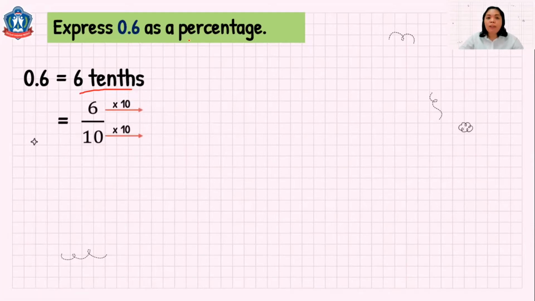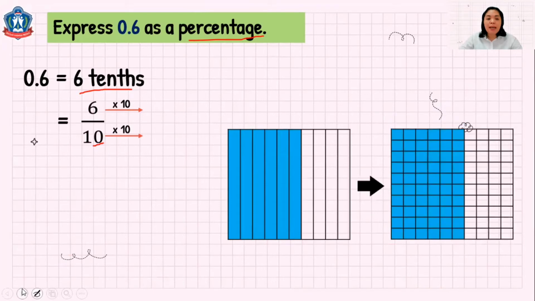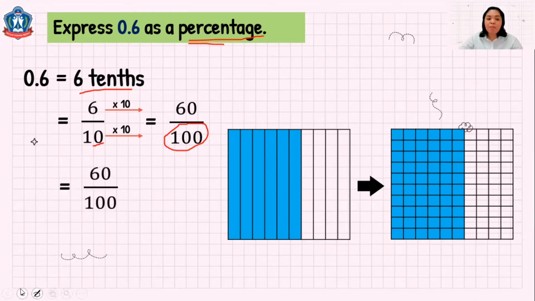6/10. When we say percentage, make sure that the denominator is equal to 100. So it means we will make the denominator equal to 100 by finding the equivalent fraction. So let's multiply both the numerator and the denominator by the same number, and that is 10. If we have 6/10 multiplied by 10, it will become 60 hundredths. See, our denominator now is 100, so we can change this into percentage. And that is equal to 60%. So 0.6 changed to percentage is 60%.